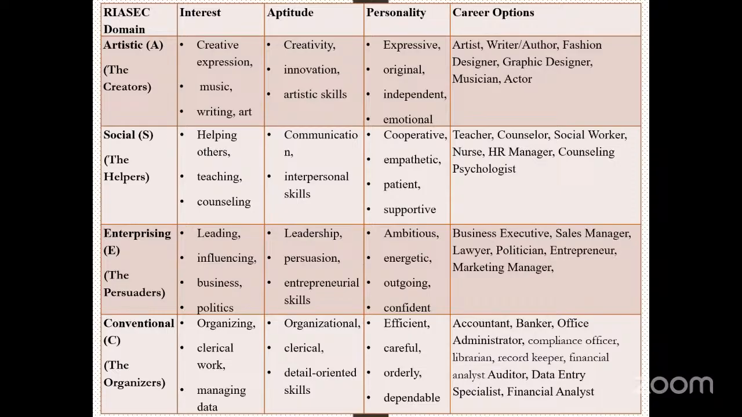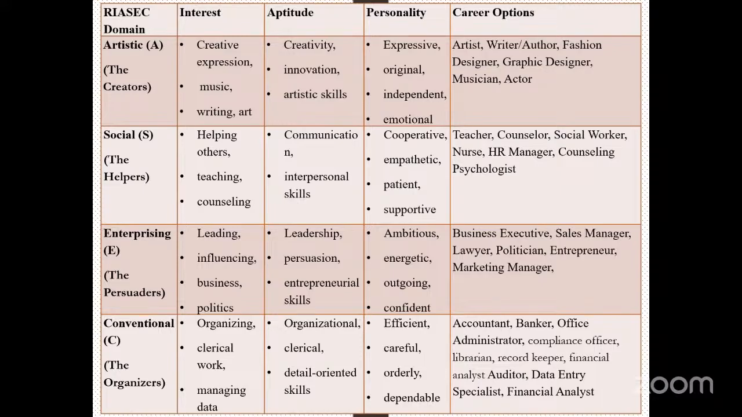As for the social, the helper part, they like to help people, they enjoy helping people, they love to teach students, and just like one of us, the psychologist, whose interest is counseling. Aptitude is communication, interpersonal skills. They must be good at these things. Then personality is cooperative, empathetic towards your client or any other person, being patient and supportive towards other people. Enterprising, in the enterprising part, your interest must be leading the entire field or that particular group, influencing other people, a business mindset you must have, or the political side. In the aptitude part, you have that leadership skill within yourself, persuasion, entrepreneur skills.